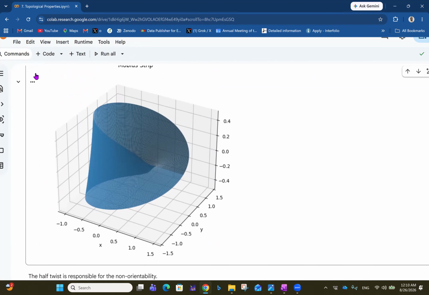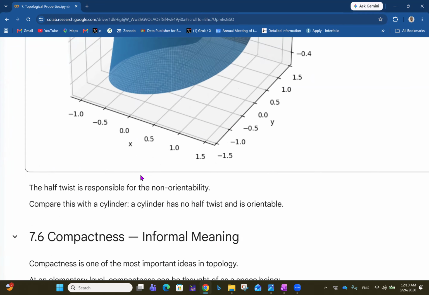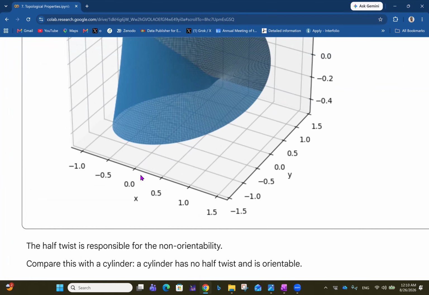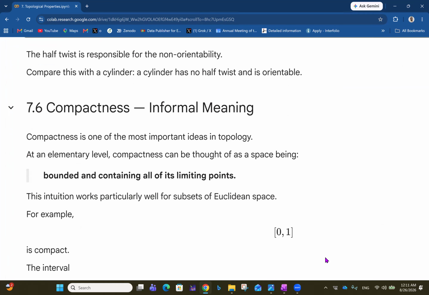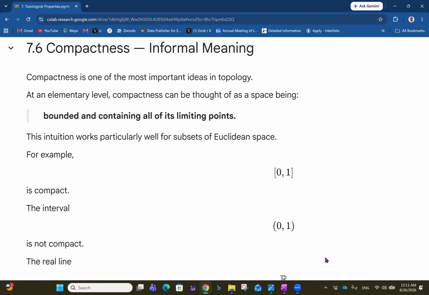So it's easy to remember: you're supposed to get a cylinder, but at the point of joining the cylinder, you fold the edges in, and that gives the half twist that causes the non-orientability. The half twist you see around here is responsible for the non-orientability. Compare this with a cylinder. A cylinder has no half twist, and it is orientable because the direction doesn't reverse by the time you get back to where you started from.